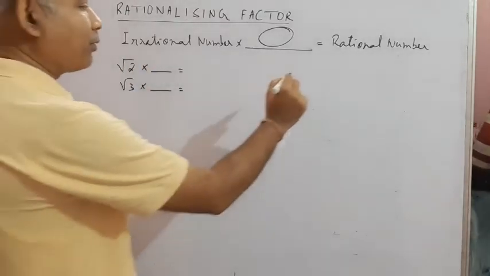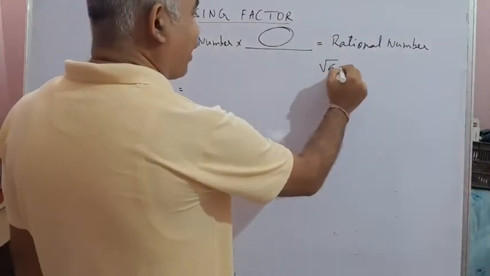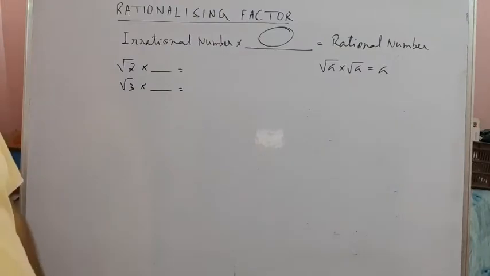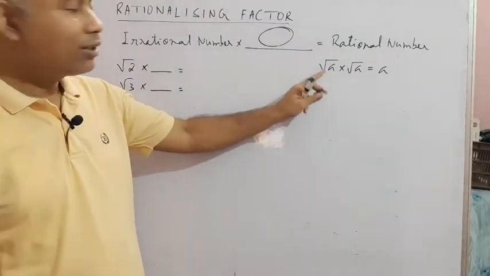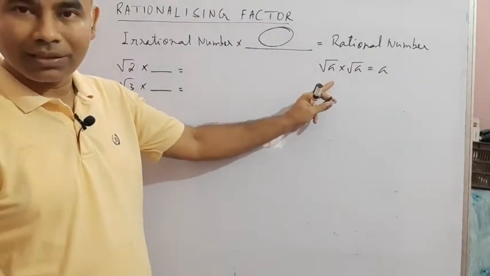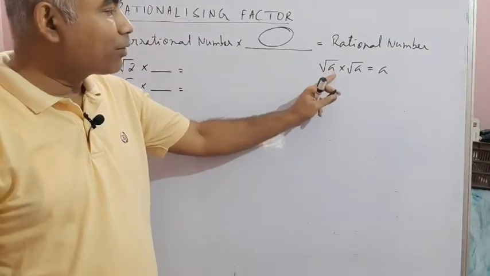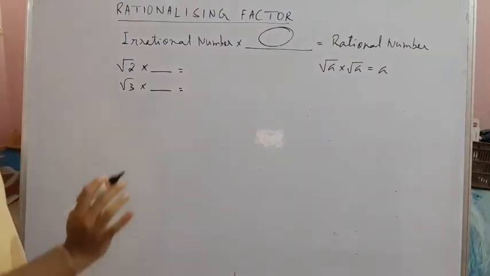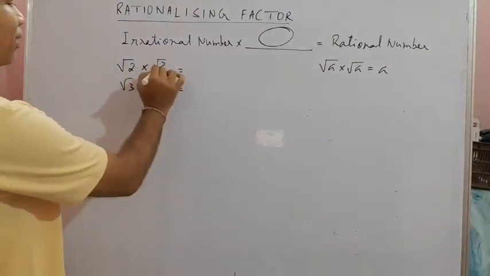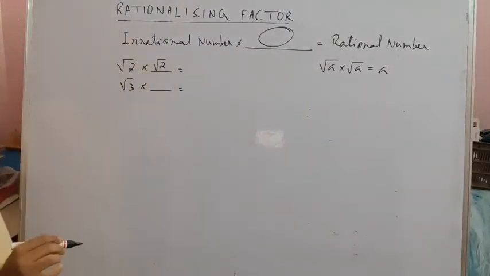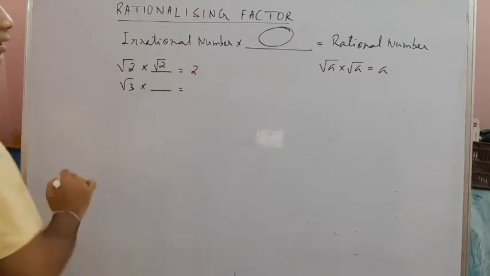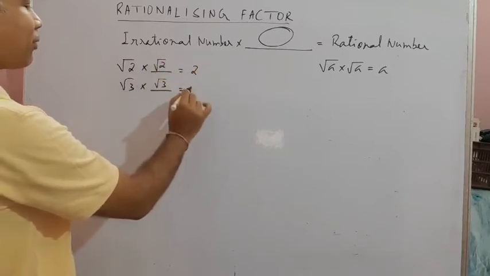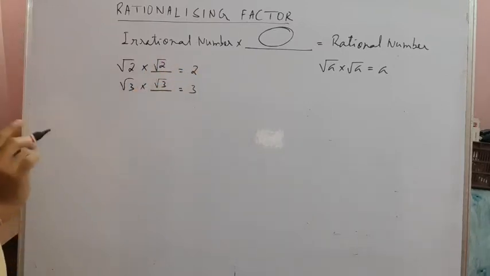All of you know that if I multiply root over a by root over a, it becomes a, and a is a rational number. The square root of a may be rational or irrational, but when you multiply root over a into root over a, you will get a, which is always rational. Following that, with root 2 we multiply root 2 again, so it becomes 2, a rational number. Similarly with root 3, we multiply root 3 to get 3, which is rational.